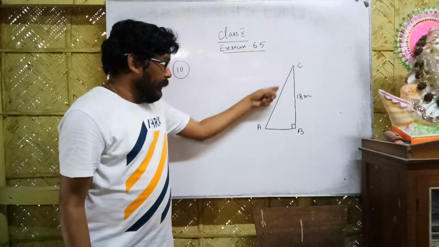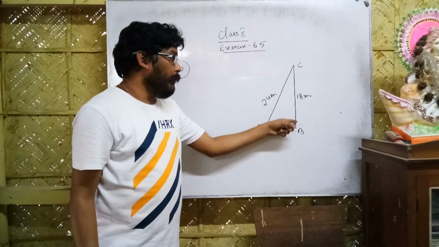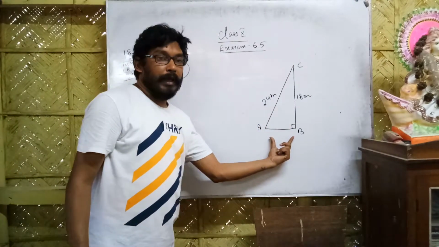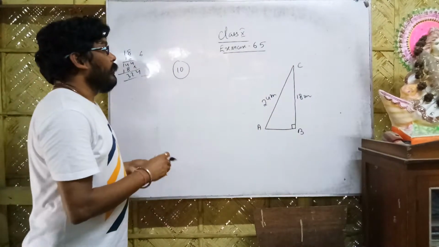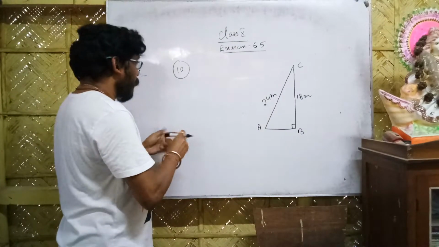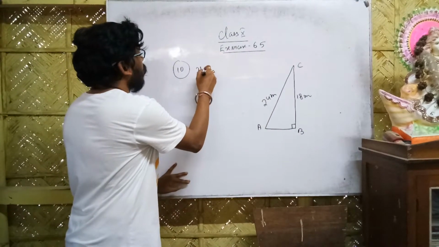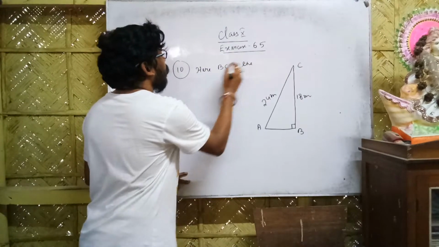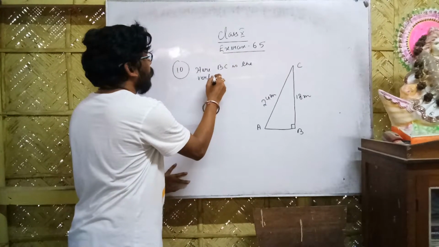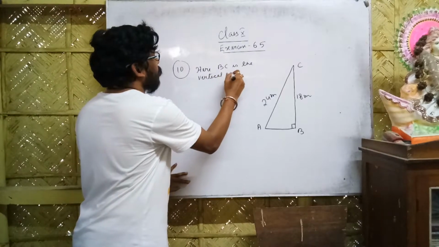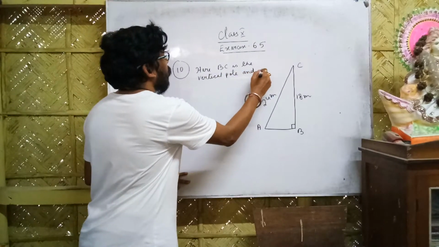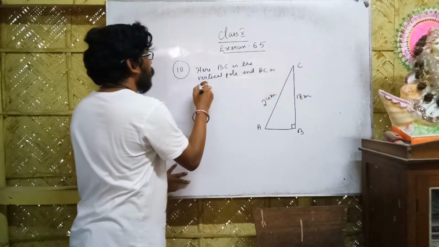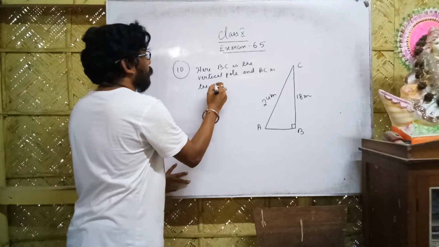So I repeat here AC is the wire, BC is the pole, and you have to find the length of AB. So right here BC is the vertical pole. Here BC is the vertical pole. And AC is the wire.